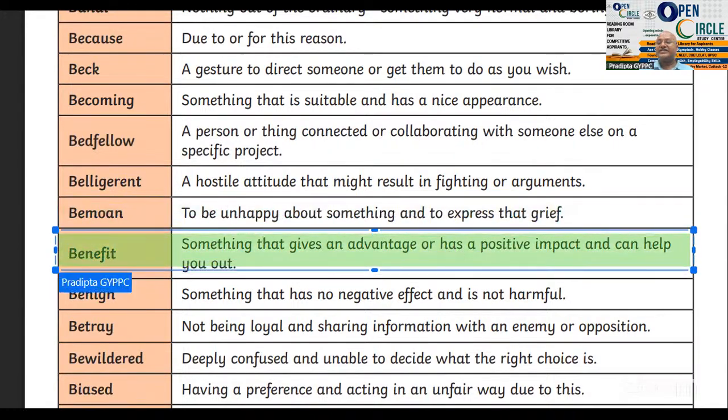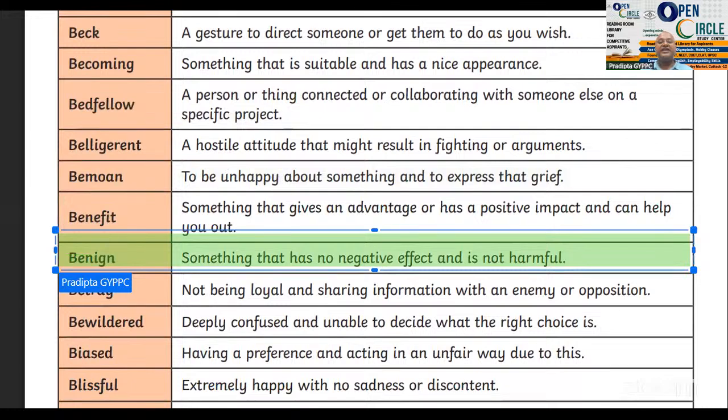The next word is a new word, benign. Benign means something which is negative but not harmful. I want to give an example. You know cancer?